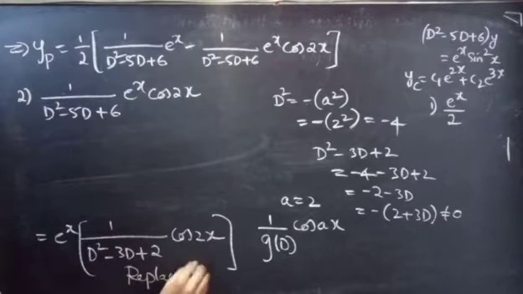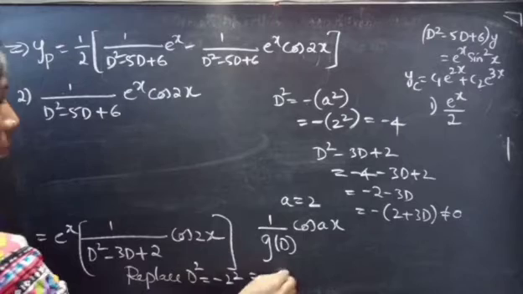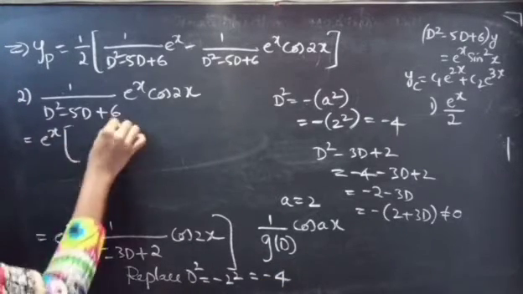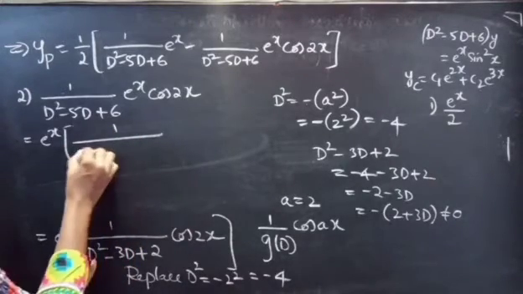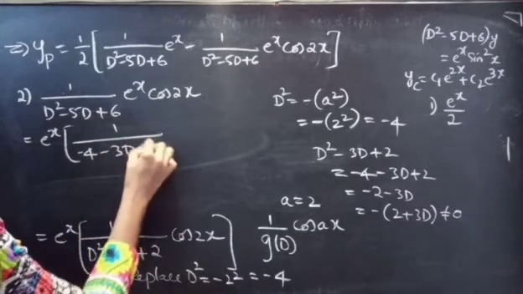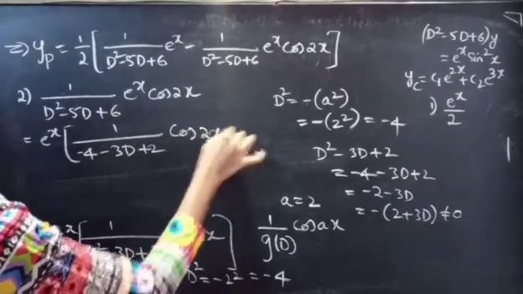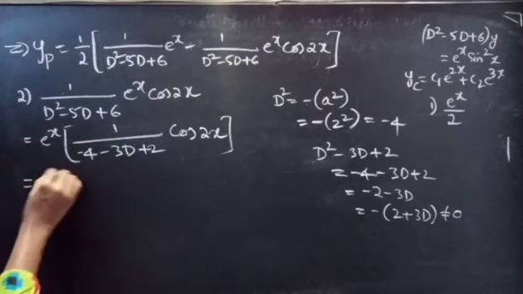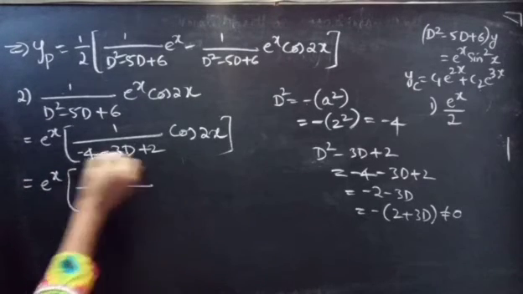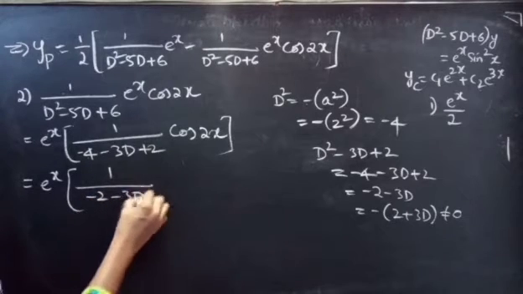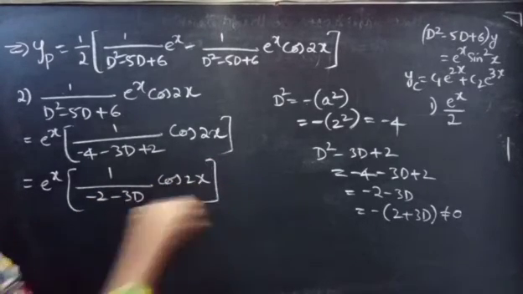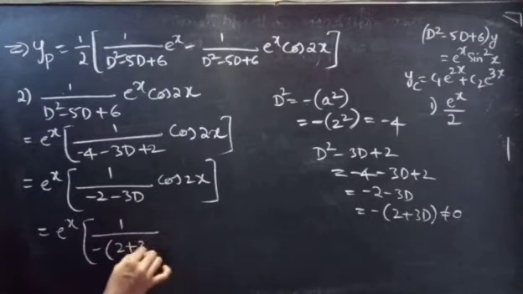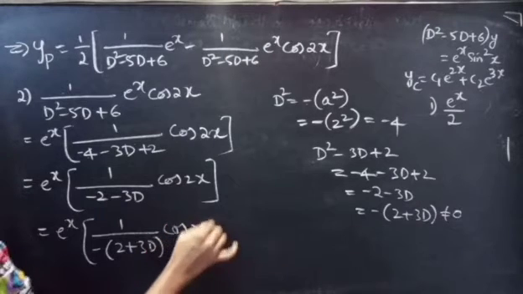Replace d square by minus 2 square, which is equal to minus 4. Then this becomes e power x into 1 by, replacing d square by minus 4, minus 3d plus 2, into cos 2x, which is equal to e power x into 1 by minus 4 plus 2 is minus 2, minus 3d, into cos 2x. Now take minus common from the terms of the denominator. We'll get minus of 2 plus 3d into cos 2x.